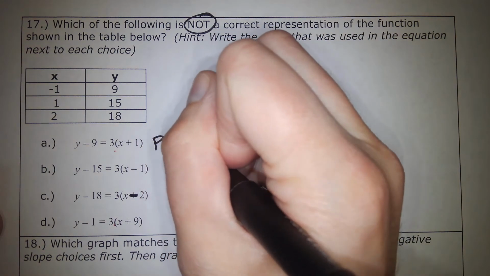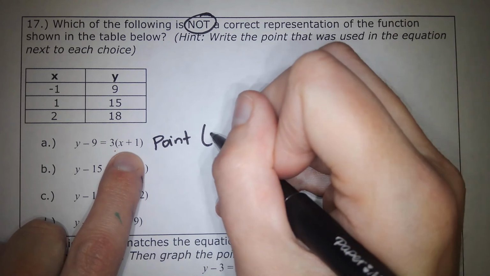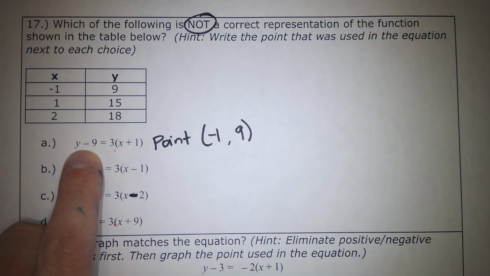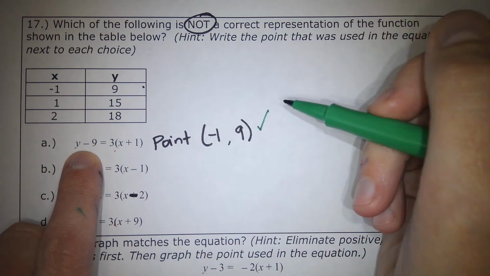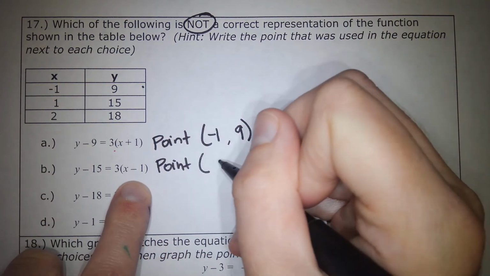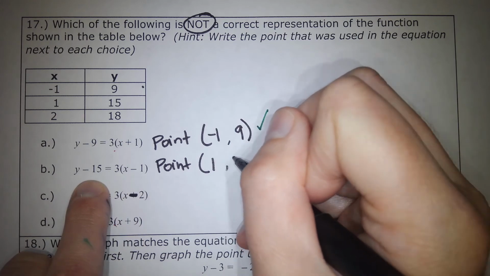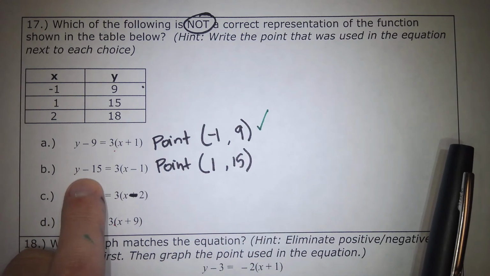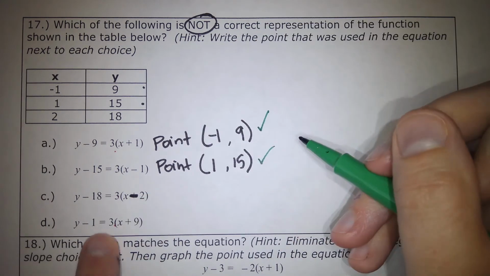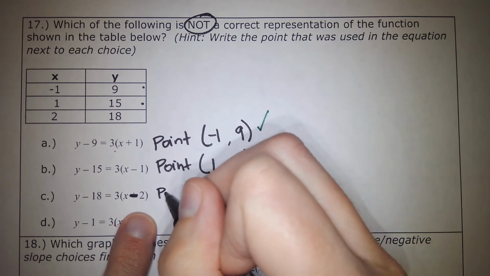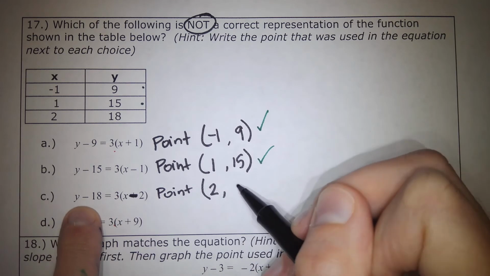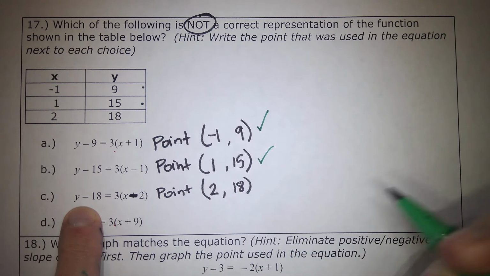So my point on this first one, my x value would be -1, my y value would be +9. And check it out. That's our first point in the table, so that one works. Okay, so on this guy, our point would be +1 and +15, because we got to switch those values, and look at that. That's our second point on the table, so that one works. And then on this one, now that we've changed it, gives you a point, and it gives you +2 and +18, and it means that's a point.